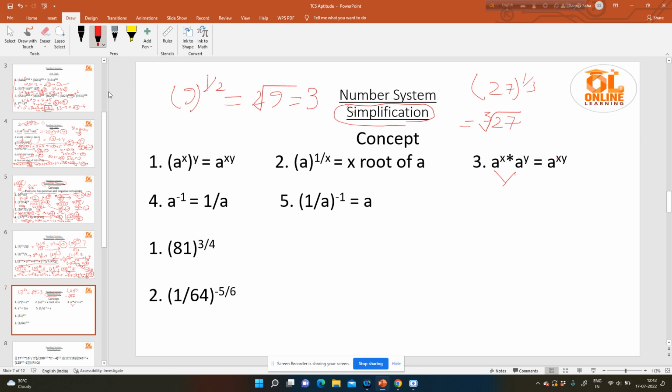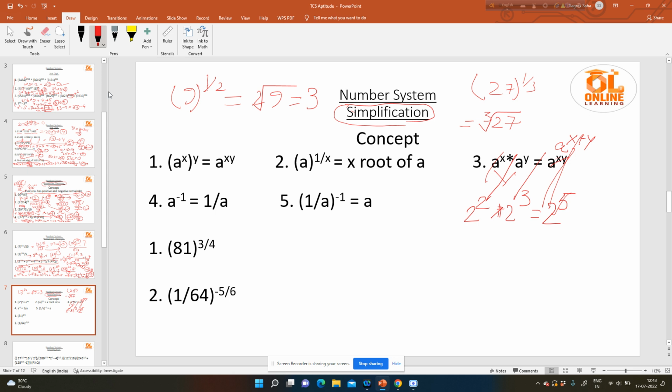Okay, no, that is wrong. That would be a to the power x plus y. Suppose you have 2 square and again you have 2 cube, so you will have 2 to the power 5. Okay, no, it is wrong. I will check it and tell you later, so forget it for now.